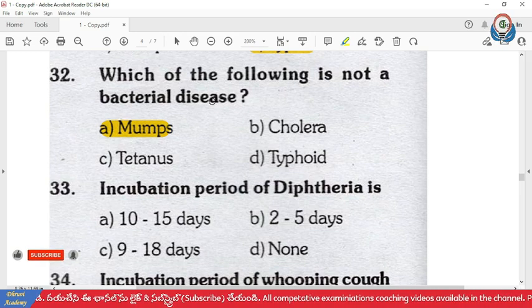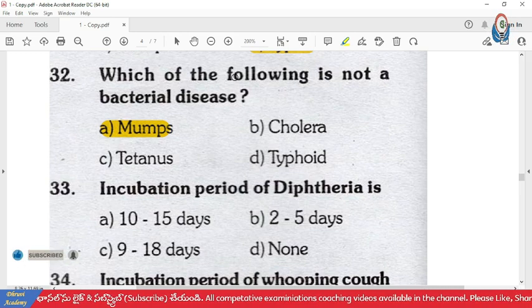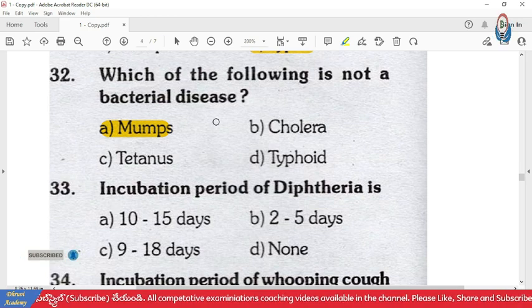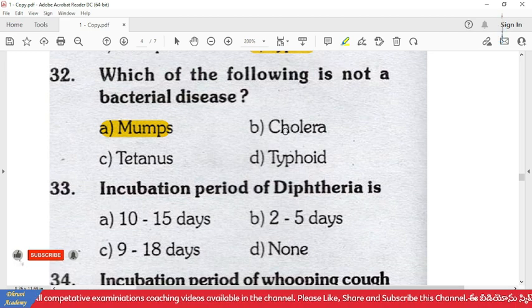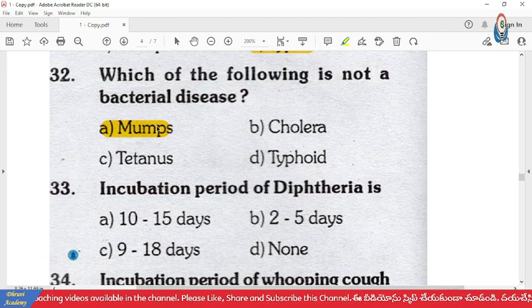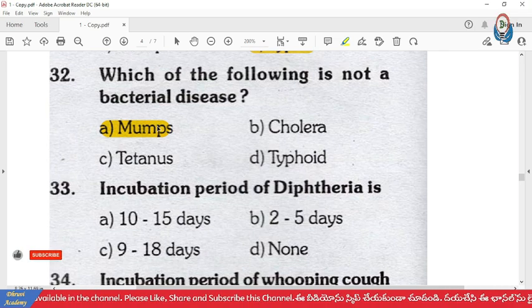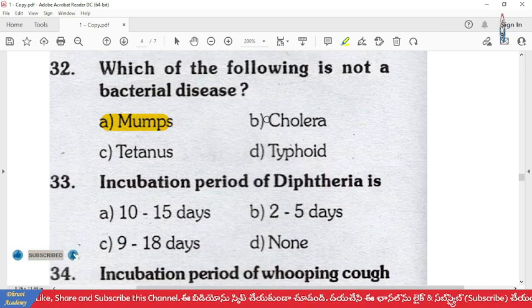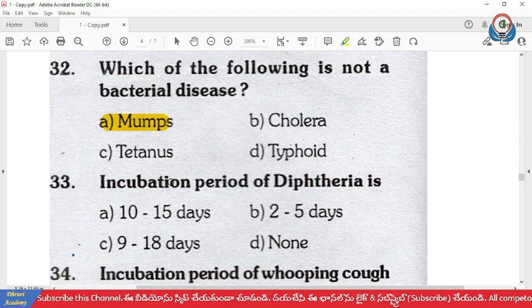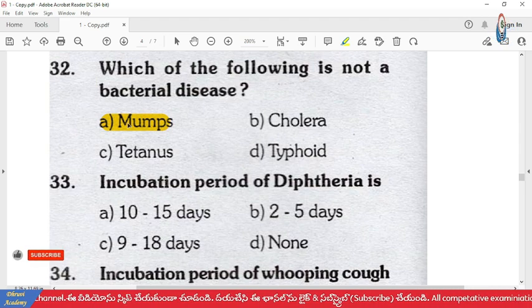They are asking which of the following is not a bacterial disease. Tetanus, cholera, and typhoid are all bacterial diseases. Mumps is a viral disease. They are asking for the one that is not a bacterial disease. B, C, D are bacterial diseases, whereas A is not.